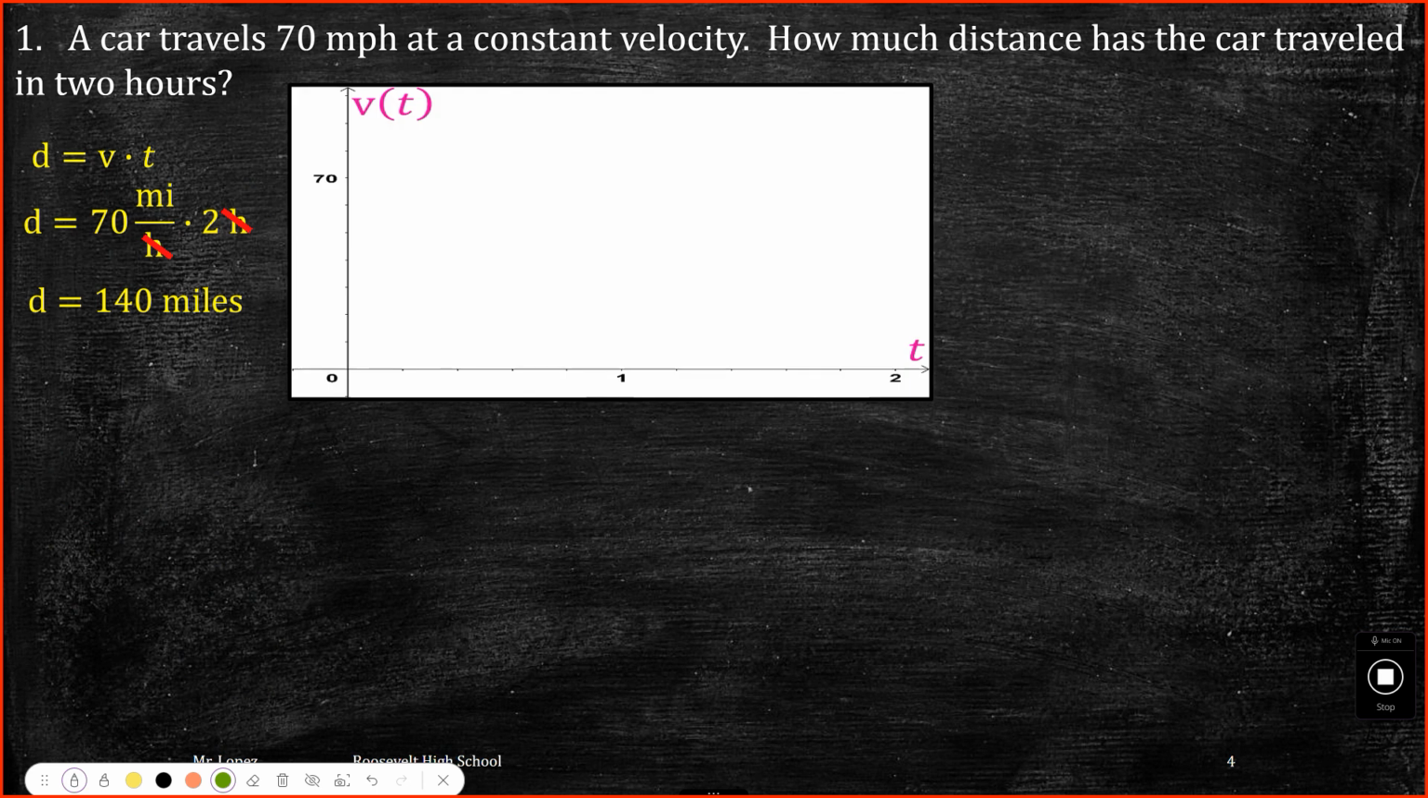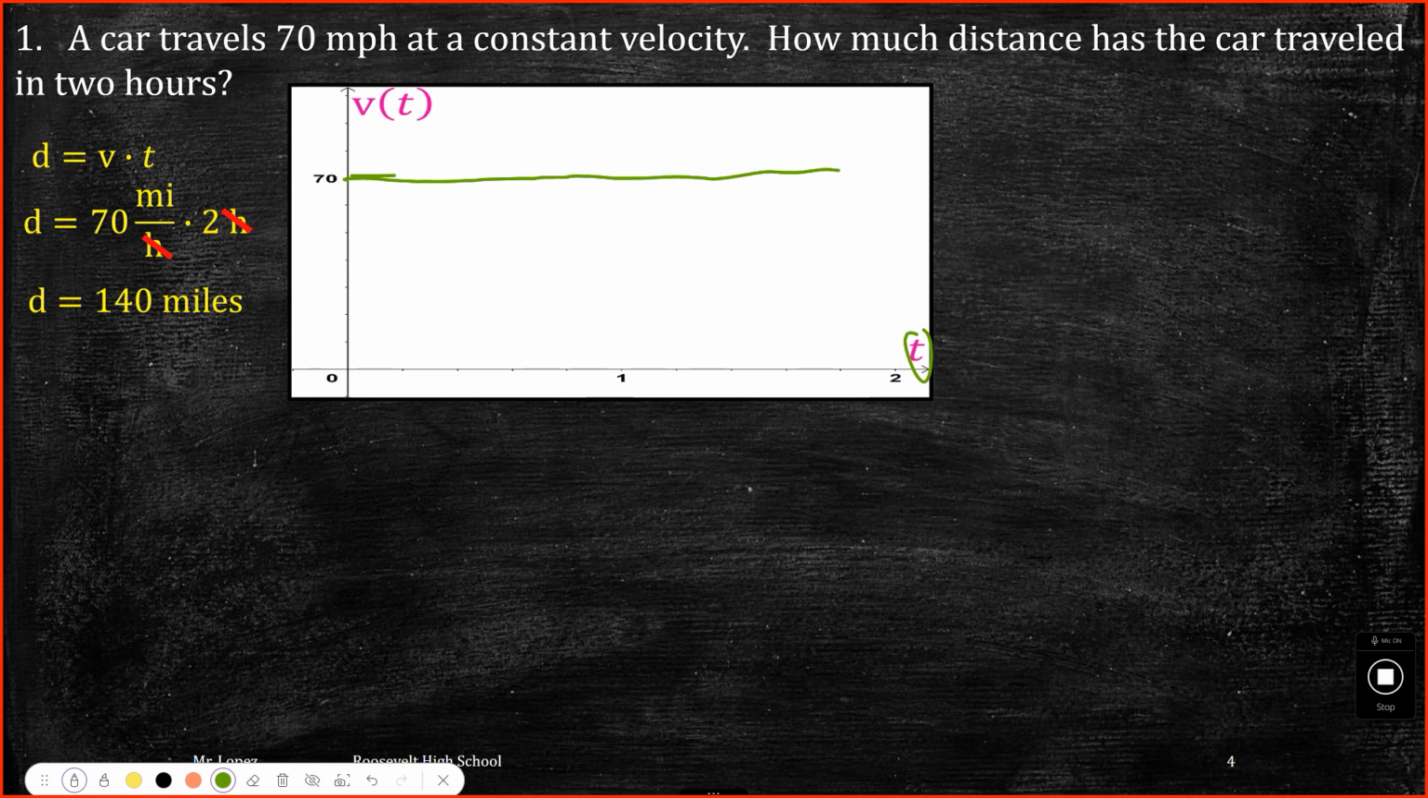Visually, again, we're looking at a velocity graph. For this second semester, we'll be looking at this velocity graph a lot. So the velocity is constant. A car travels 70 miles per hour at constant velocity. So it's always traveling at 70 miles per hour. Whatever time is, it's always going at 70 miles per hour. It is doing it for 2 hours.